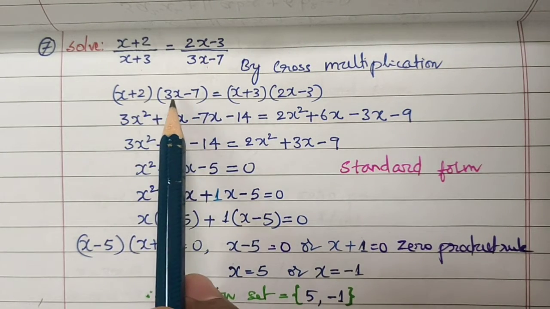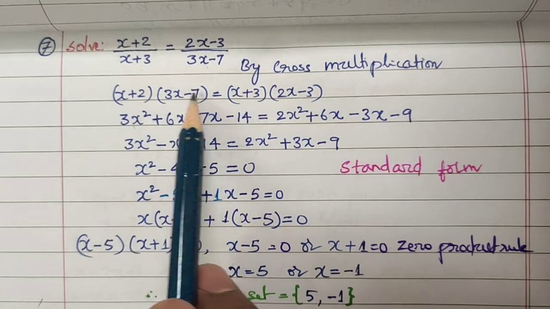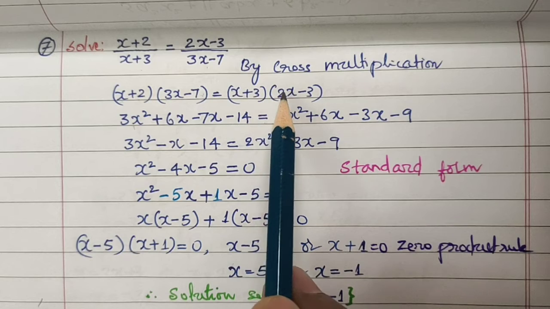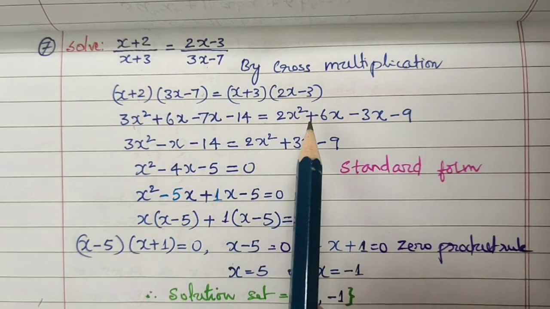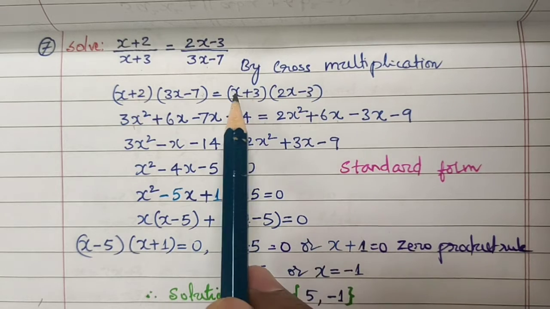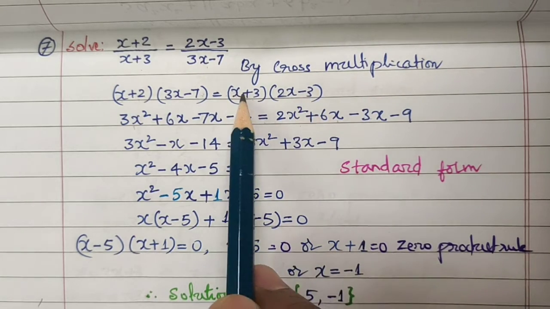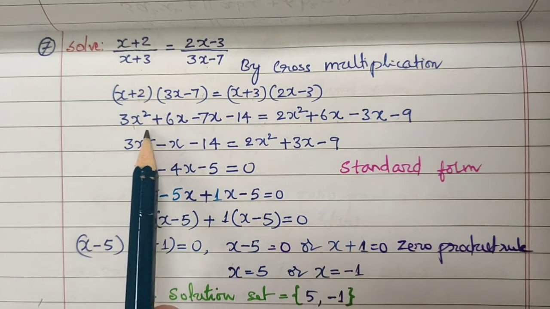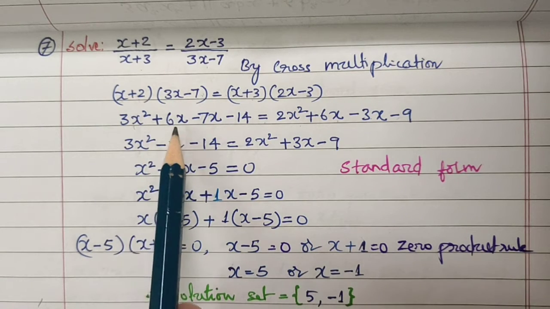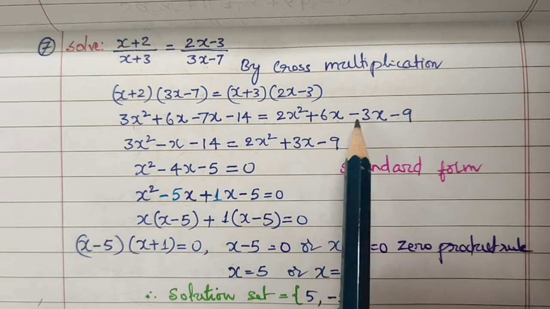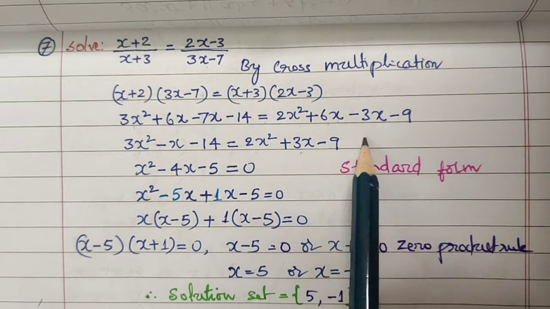So when you multiply this, 3x square, 3 times 6x... 3x squared, 6x minus 7x minus 14, is equal to 2x into x, 2x square, 2 times 3 is 6x, minus 3 into x, minus 3x, minus into plus is minus, 3 times 3 is 9. Calculate before bringing to this side: 3x square, 6x minus 7x is minus x, minus 14, that is equal to 2x square, 6x minus 3x is 3x, minus 9.